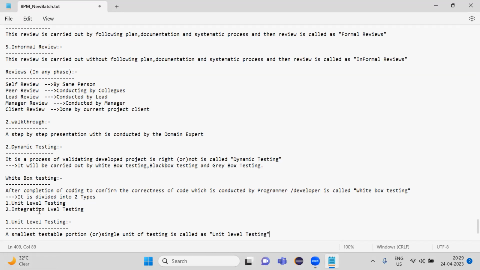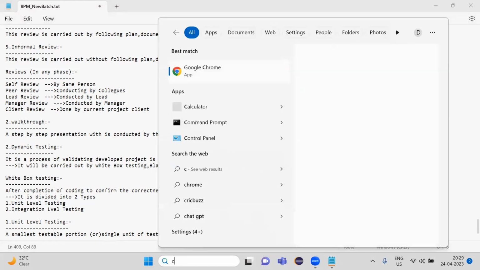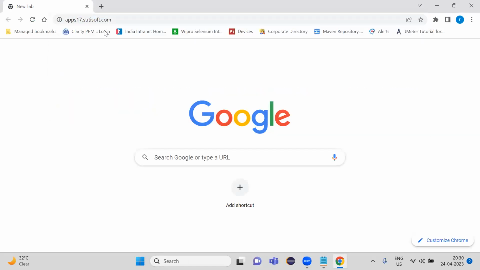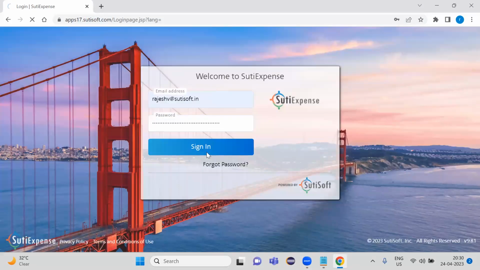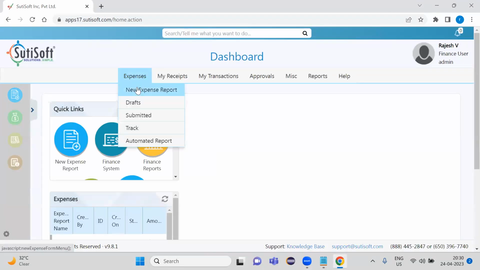Okay, what is meant by unit? I will show in the application how they will conduct it. Easy only, guys, testing, nothing hard. If you learn, it will be very easy. See, suppose this is one of the smallest portions. Are you able to see? New expense report is a small portion. That is called unit level testing.